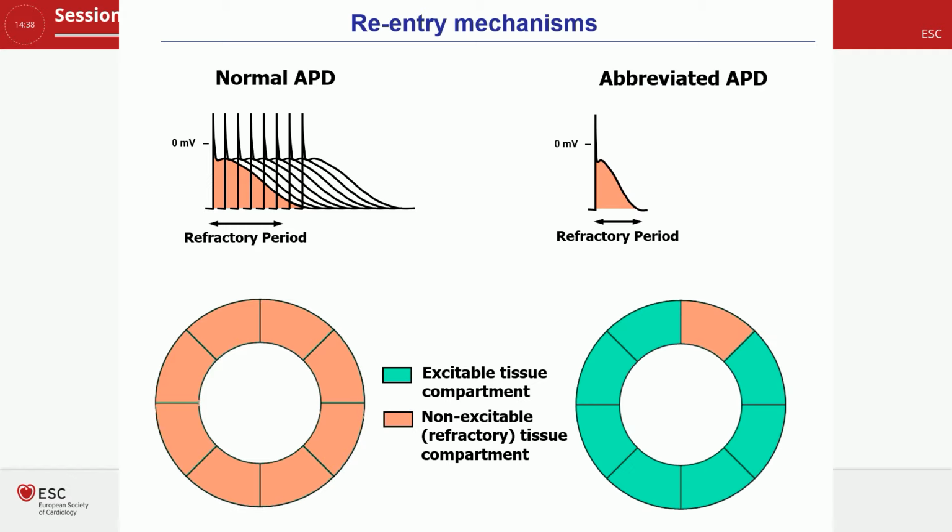What happens with shorter action potentials? Here you can see that the excitation travels around this circle, but the initial part regains the activatability, so it can be reactivated, and so the activation can re-enter this circle, and you can get a circulating excitation, so a re-entry circuit. In addition to the shortened action potential, slower excitation propagation, a slower conduction velocity, can also promote re-entry. You have this, for example, due to fibrosis.